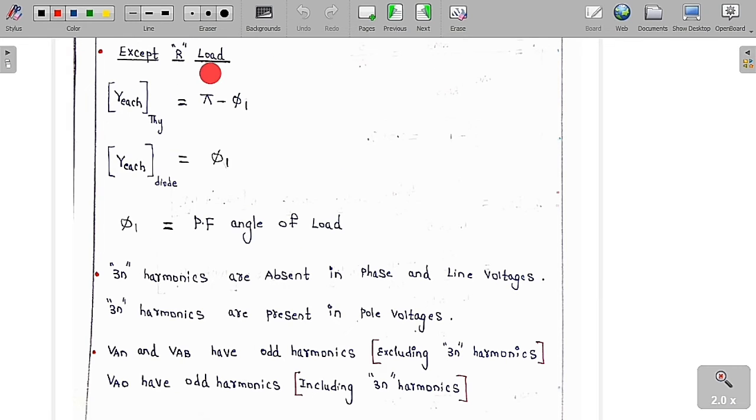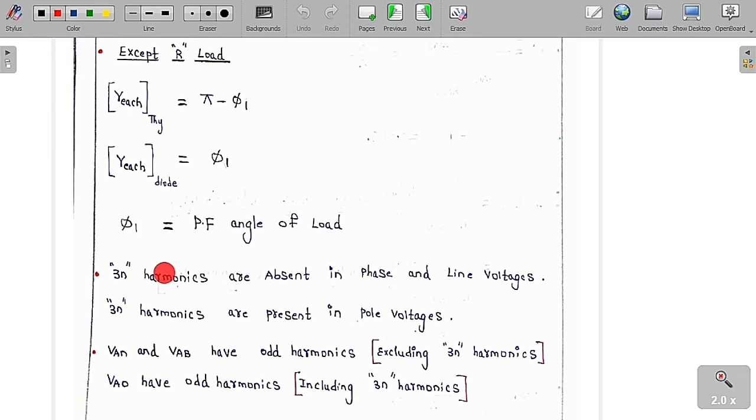Except for R load, what is going to happen? For R load I have already told you the freewheel diodes are not conducting, only the thyristor is going to conduct for the 180 degree range. So except for R load, the conduction angle of each thyristor is equal to pi minus phi 1, and the conduction angle of each diode is equal to phi 1. So this is the way we need to understand. Phi 1 is called the power factor angle of the load. So 3 and odd harmonics are absent in the phase voltage and also in the line voltage.